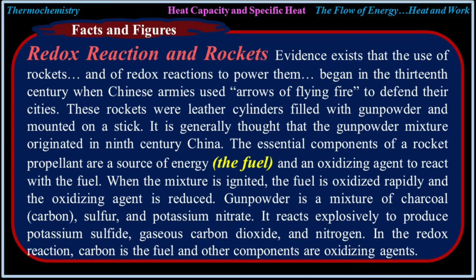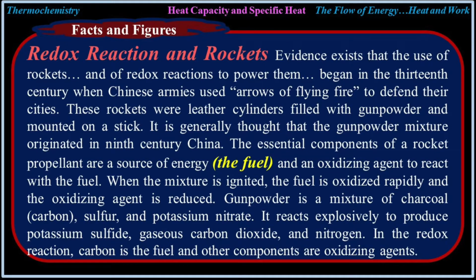Okay, let's look at something different. Redox reactions and rockets. Evidence exists that the use of rockets and of redox reactions to power them began in the 13th century when Chinese armies used arrows of flying fire to defend their cities. These rockets were leather cylinders filled with gunpowder and mounted on sticks. It is generally thought that the gunpowder mixture originated in 9th century China.